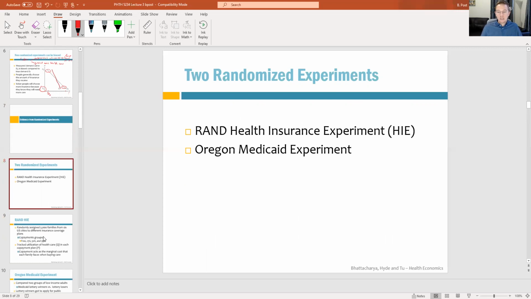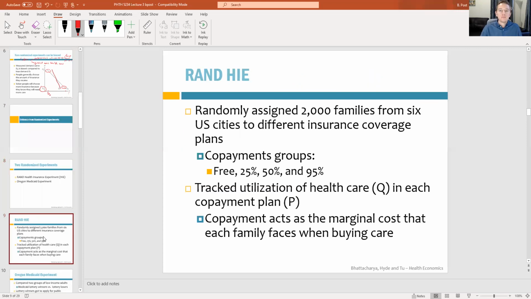They randomly identified people who were eligible and offered them insurance coverage, and then compared them to folks that were in the control group. So the RAND Health Insurance Experiment: 6 cities, 2,000 families, and they had different co-payment groups. In one, healthcare was free, so effectively facing no cost at all for your healthcare.